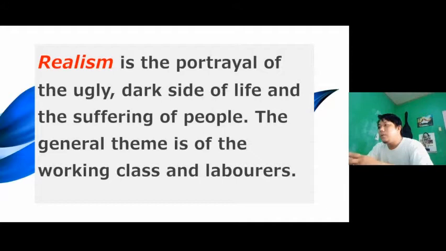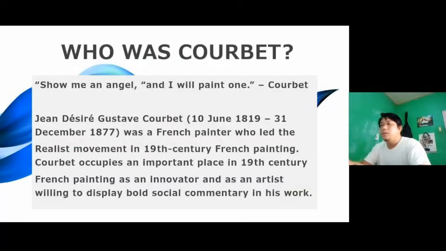Realism is the portrayal of the ugly. So, dark side of life, the suffering of people. Okay, the general theme is of the working class and laborer. So, yun yung mga pinapakita nila dito. Okay, suffering, the dark side of life. Okay. So, meron tayong artist during the time of realism art, which is COURBET.